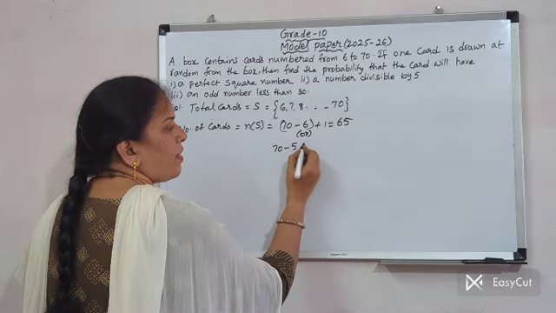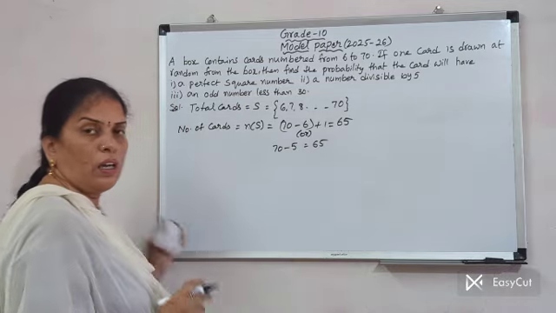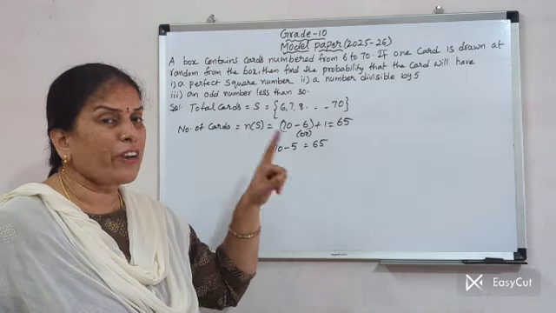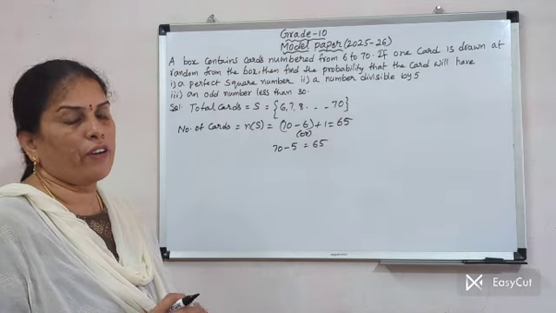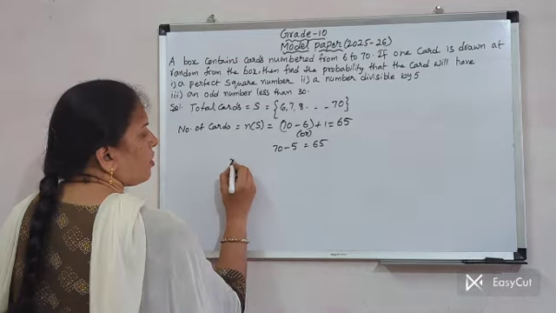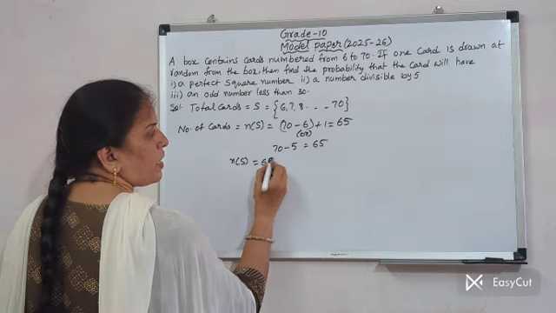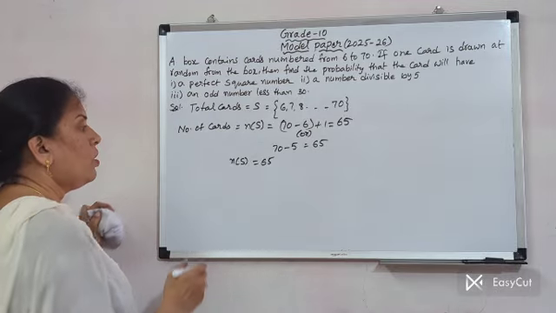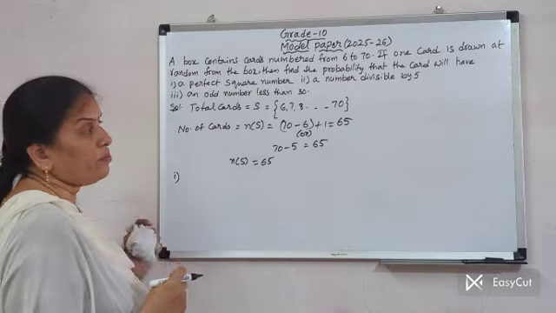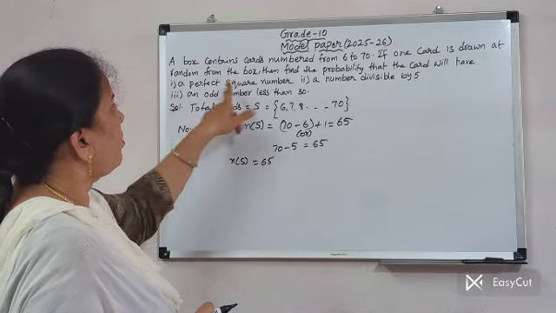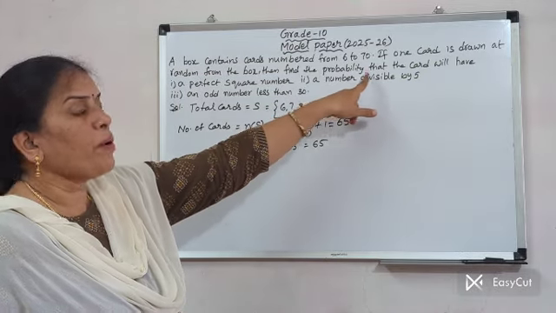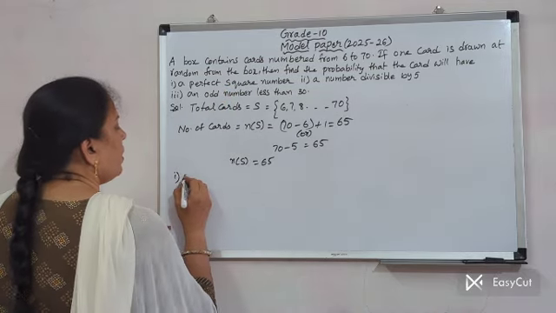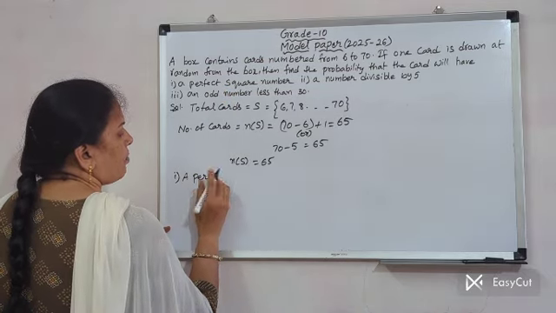Remaining all numbers are there. 70 minus 5 is equal to 65. How did this 5 come? From 1 to 6, how many numbers are there? 5 numbers. That's why I subtracted 5. Like this, n of S is equal to 65. Both are the same. You can apply any method. Okay? Now, what is the first question? In the first question, what did they ask? Probability that the card will have a perfect square number. A perfect square number.